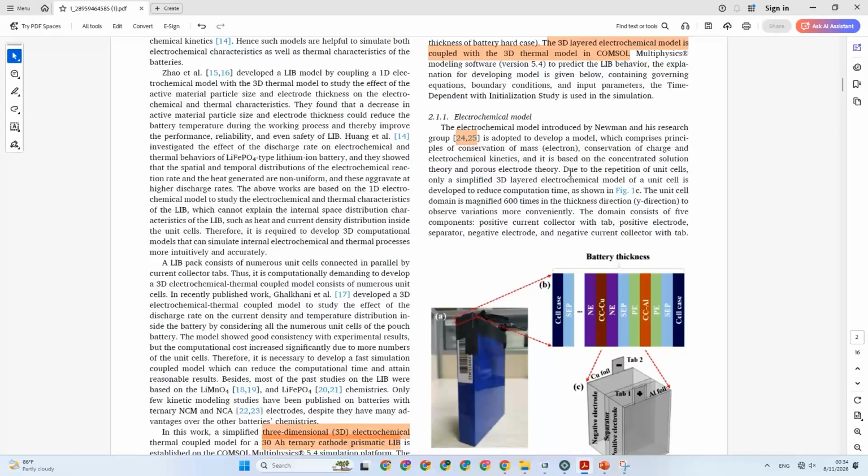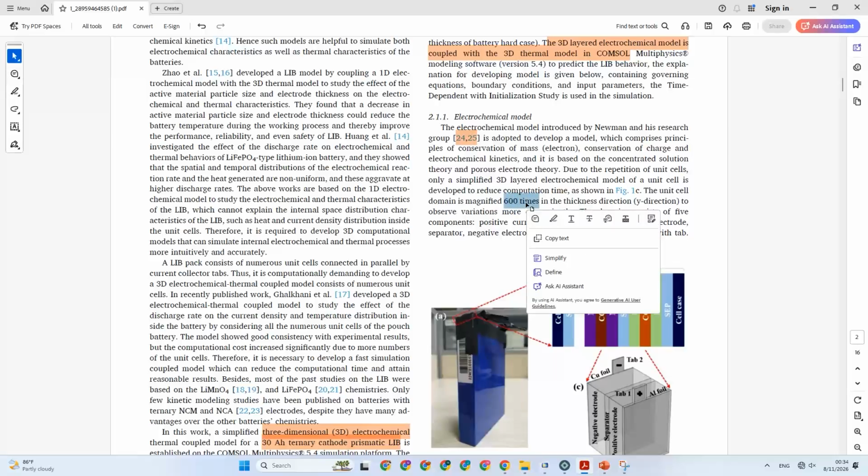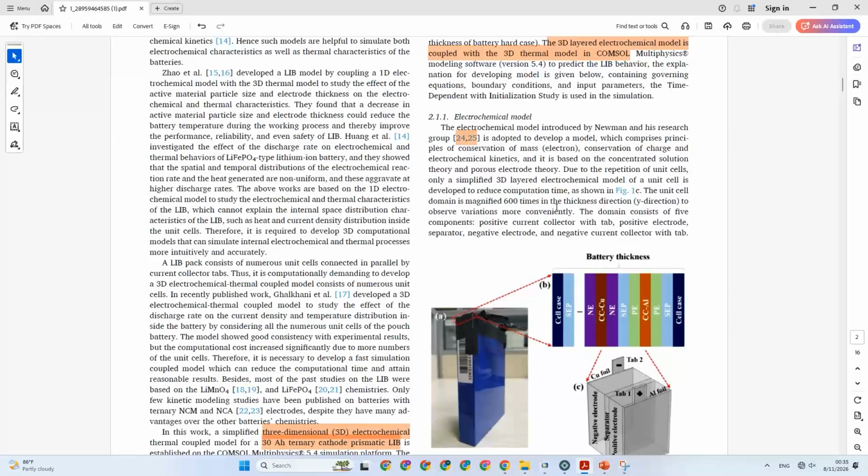Due to the repetition of unit cells, only a simplified 3D layer electrochemical model of a unit cell is developed to reduce computation time, as shown in Fig 1C. The unit cell domain is magnified 600 times in the thickness direction, the y direction, to observe variation more conveniently.